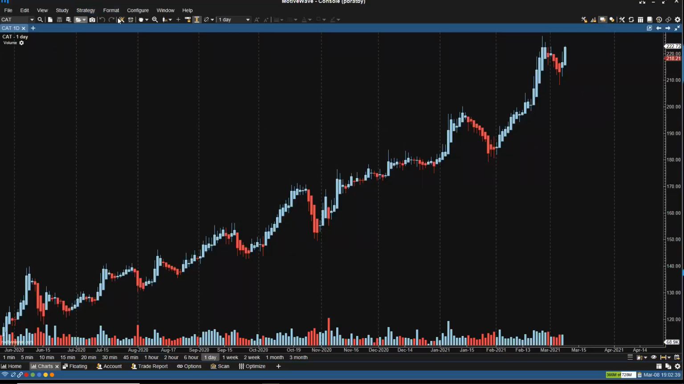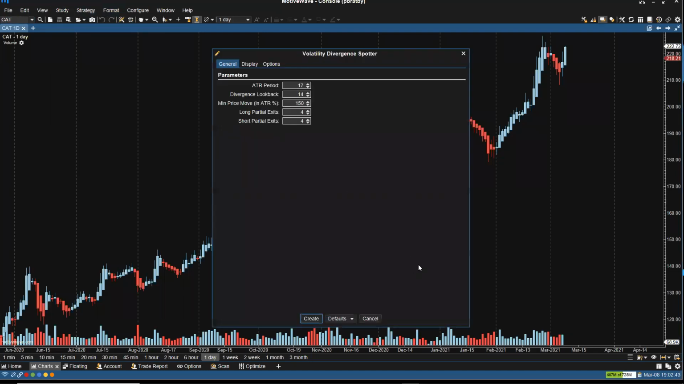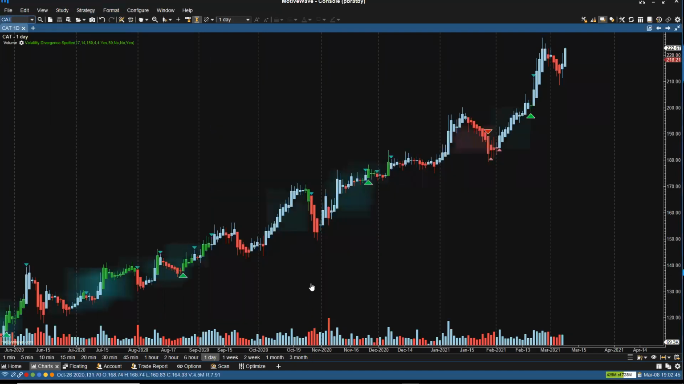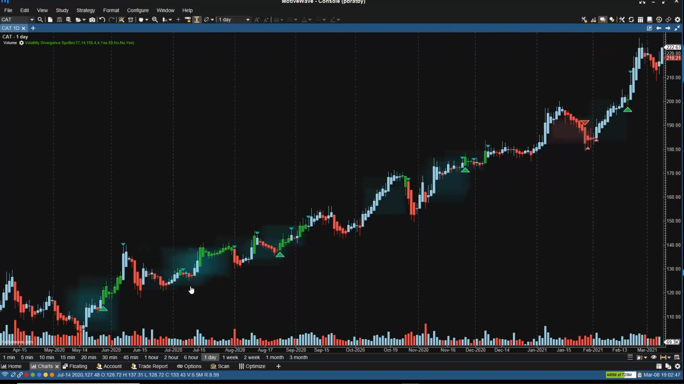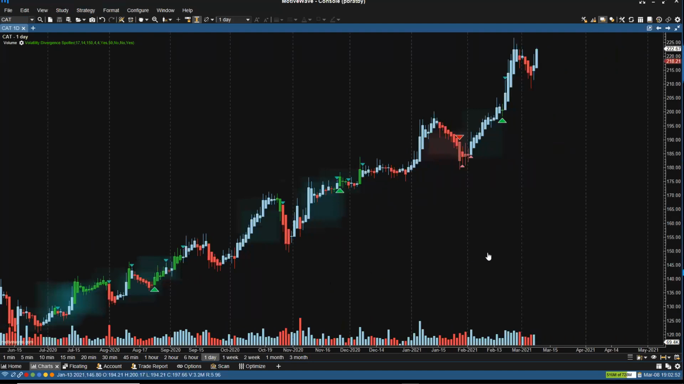So if I just go to study here and put the Divergence Cloud on for there, you can see it doesn't bring a great deal of confirmation. It probably does on this wave 4. We haven't got the Elliott wave suite on here, but there's not a great deal of confirmation.